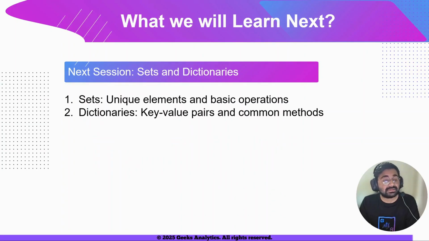Then in the next session, we're going to learn about sets and dictionaries. These are the other two types of data types in Python. Very helpful. Sets help us manage unique items, and dictionaries allow storing of key value pairs.